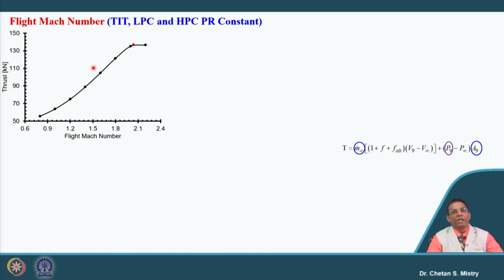but here somewhere we have our design condition. So you can say initially I will be flying at subsonic Mach number, and as per the requirement we will be moving towards higher and higher Mach number, and this is with the operation of the afterburner.